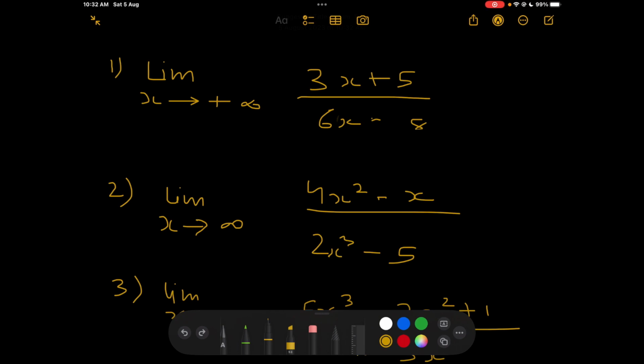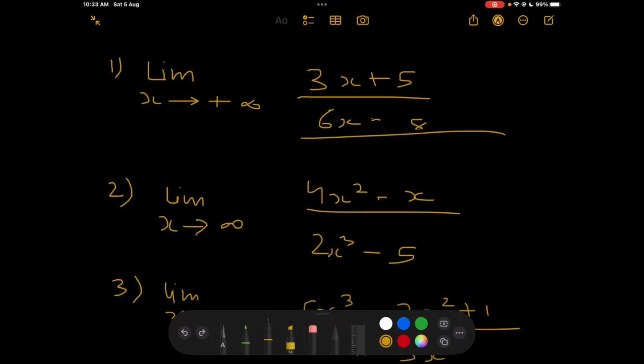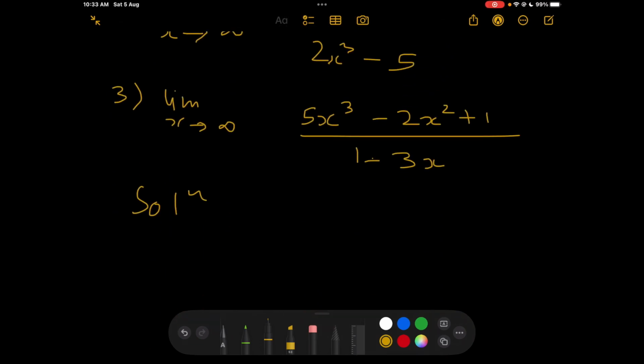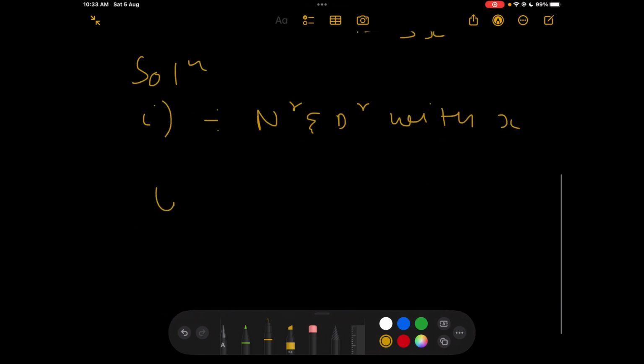So the first step that we have to follow in these questions is that we need to divide both the numerator and denominator with the highest power of denominator. For example, in the first part, for the denominator, x raised to the power 1 is the highest power. So we need to divide both the numerator and denominator with x raised to the power 1. Let us begin with the solution, first part. Dividing numerator and denominator with x raised to the power 1, this is the highest power of denominator in the first part.